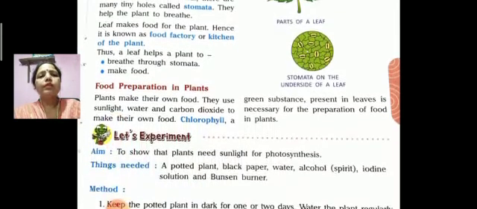Okay, so now we will learn how food is prepared in plants. Plants make their own food. They use sunlight, water and carbon dioxide to make their own food. Chlorophyll, a green substance present in leaves, is necessary for the preparation of food in plants.